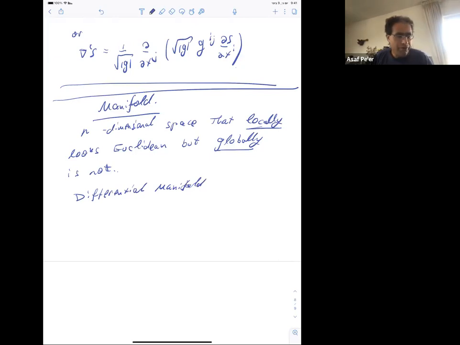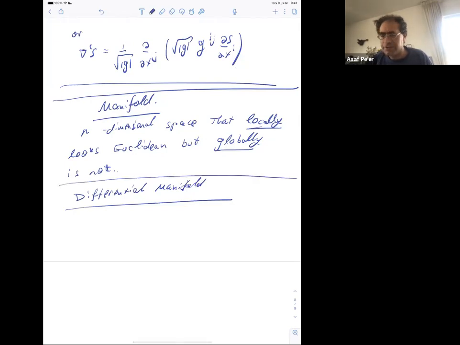Okay, so before I can give you the precise mathematical definition, we need to go through a set of other definitions just to make sure that we all speak on the same language. So the first definition is what's called a map, or a mapping.